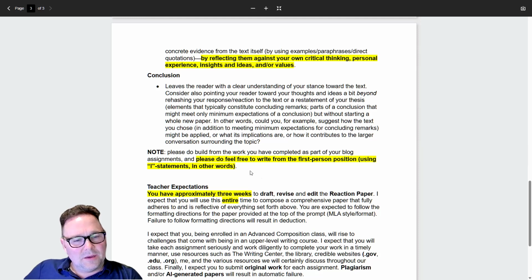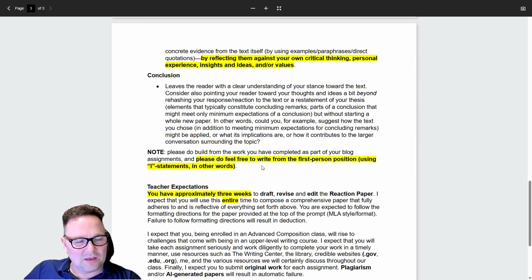Yes, please do use the work that you do, the scaffolding work, the blog work, the things that we work on in class. Please do use that to inform and to develop how you write this paper. And you're going to be writing about personal stuff, personal opinions, points of view, experiences, perhaps. Use I statements.